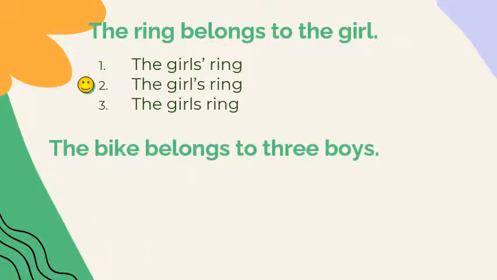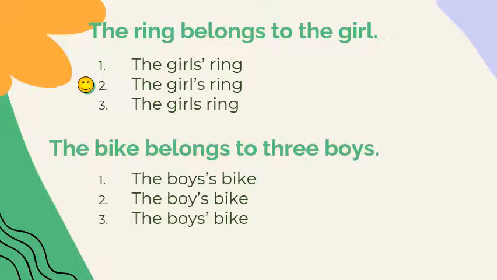Another example, the bike belongs to 3 boys. So the owners here are the boys, 3 boys. And 3 boys is a plural noun, boys, plural. So what should we do here? Since it already ends with S, so there is a plural S in the noun, we just add apostrophe. So number 3 is the correct choice.